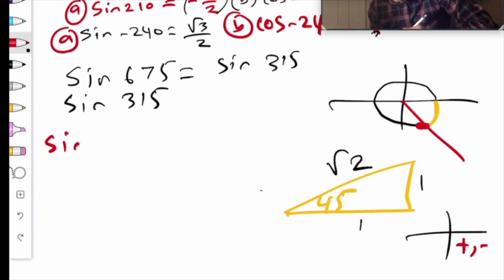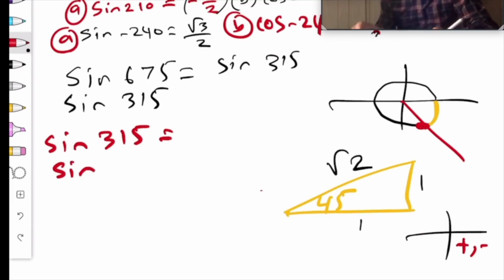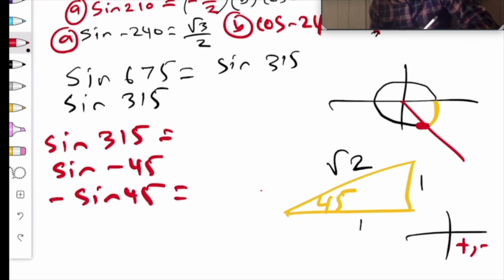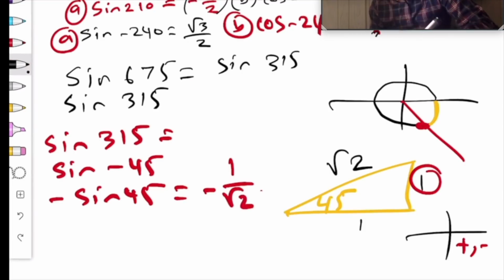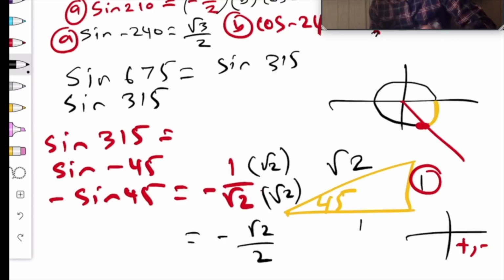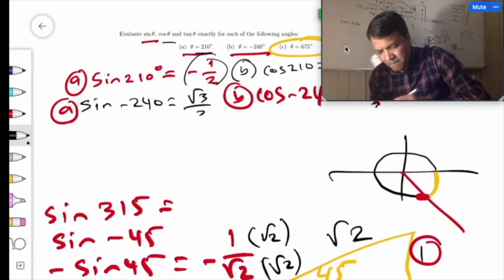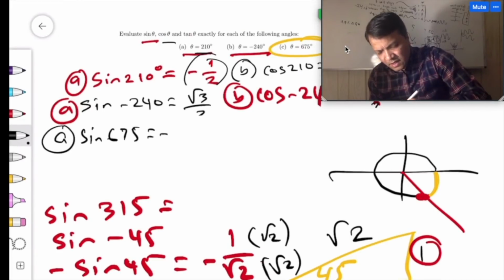Okay, so sine 315 is equal to sine negative 45, which is equal to negative sine 45, which is equal to negative y over r. So y is 1, r is square root of 2. Then we multiply top and bottom by square root of 2. So that gives us negative square root of 2 over 2. Okay, so we got that. So A, sine 675, is equal to negative square root of 2 over 2.